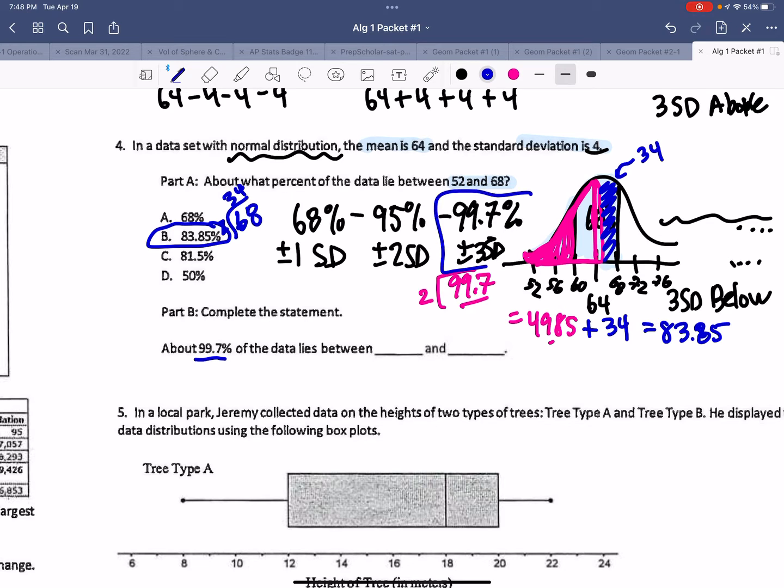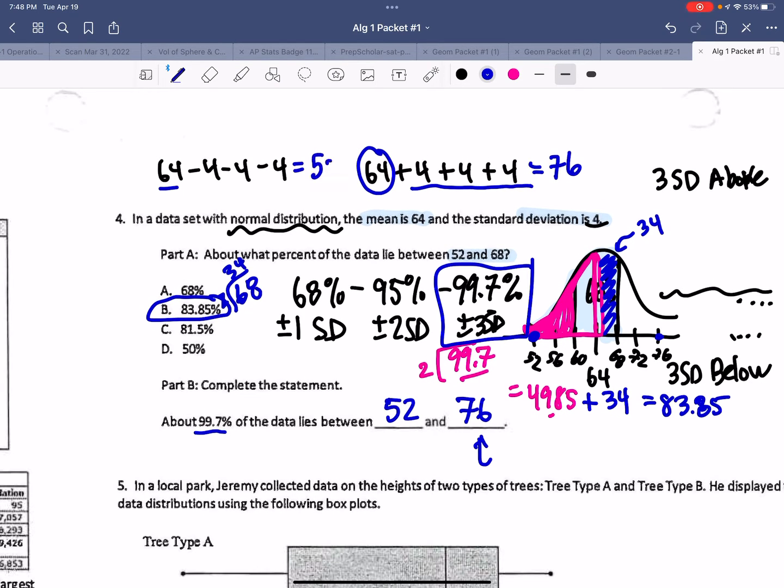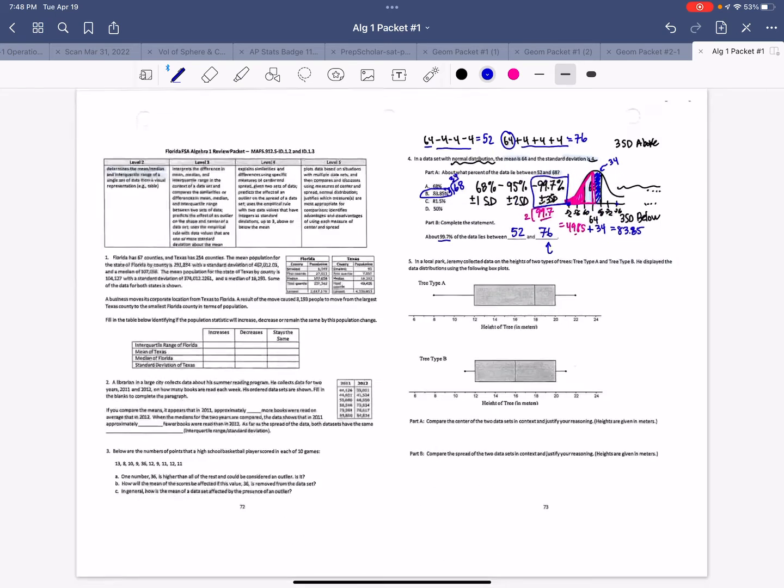This is our final 3 standard deviations through the mean. We know that that is between 52 and 76. How do I get these numbers? I took 64 plus 4 plus 4 plus 4, and I got 76. Then I took 64 minus 4 minus 4 minus 4, and we got 52. Well done, guys. All right, we got to pick one more that we think we can answer under this learning goal.